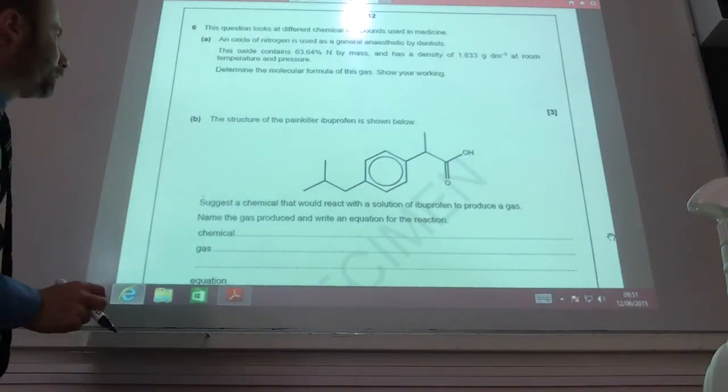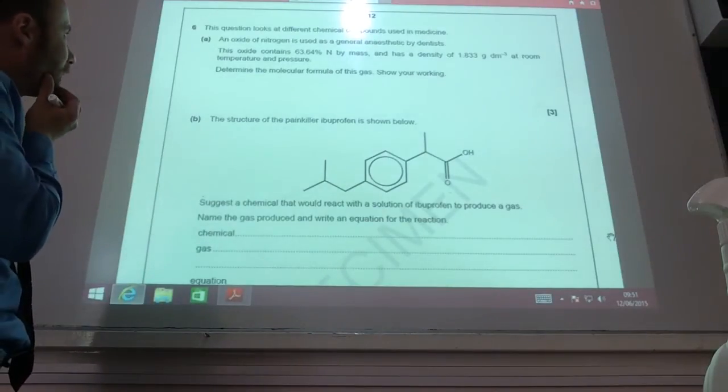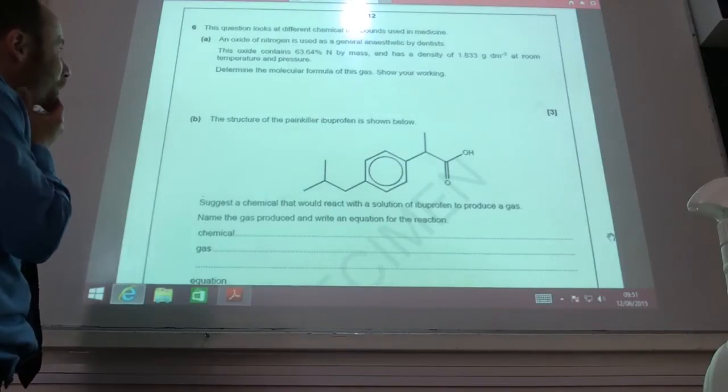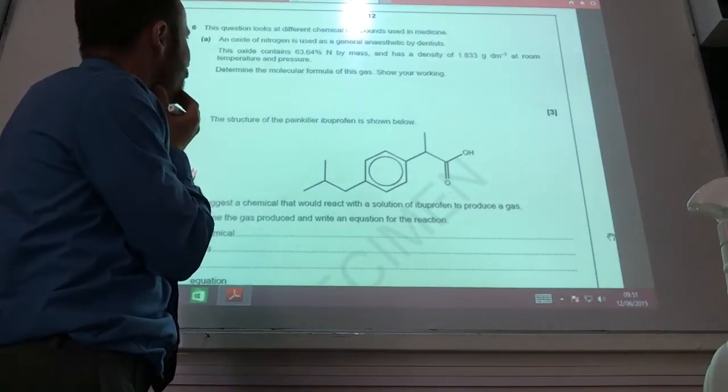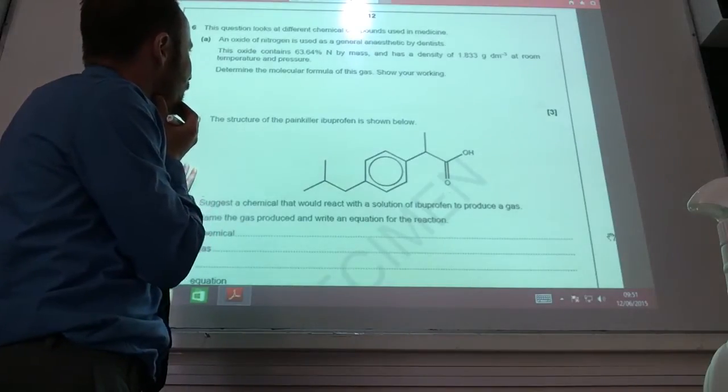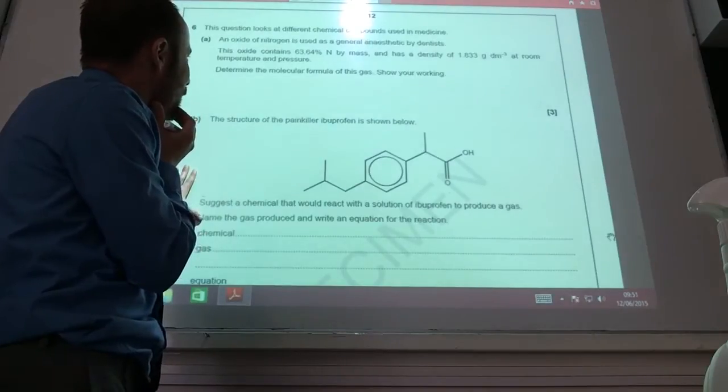Right, so back to a little bit of organic chemistry. I've got an oxide, well not this bit, but that bit. This oxide contains 63.64% nitrogen by mass and has that density. I need to determine the molecular formula.